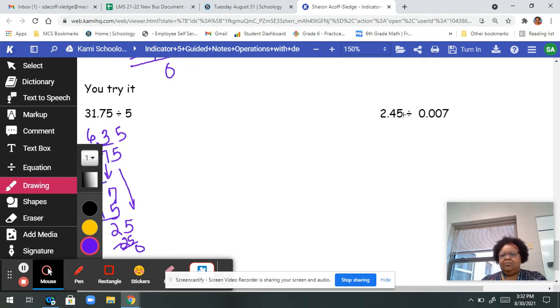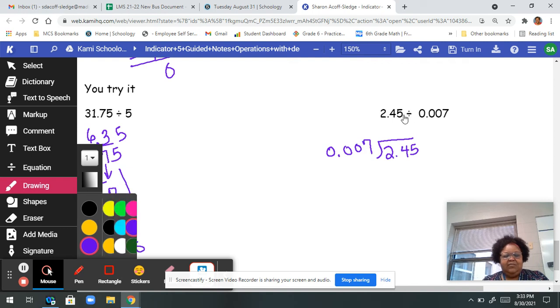Okay, let's try this one. A lot of zeros. So in my house, I have 2.45. Outside the house, I have 0.007. So I have to move this, I hope you did it too, over 3. 1, 2, 3. Okay, let me erase that one.